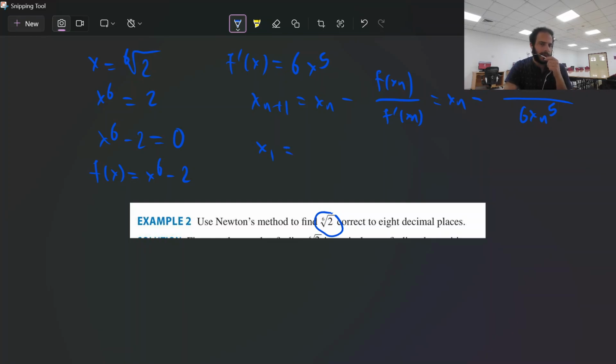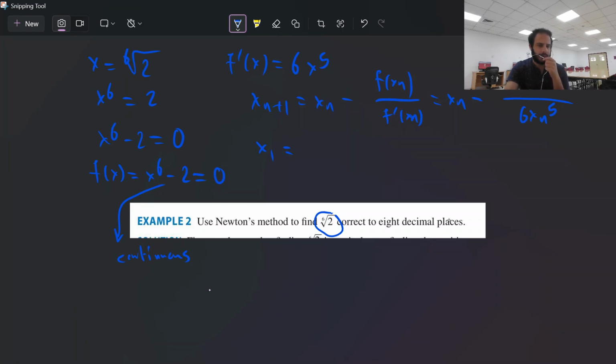Now we need to use the intermediate value theorem. How to estimate x1? I told you before that you need to choose x1 close to the solution, right? You use the intermediate value theorem. This function is continuous, right? So if I want to estimate the solution, or to know nearly where the solution is, I can use the intermediate value theorem.